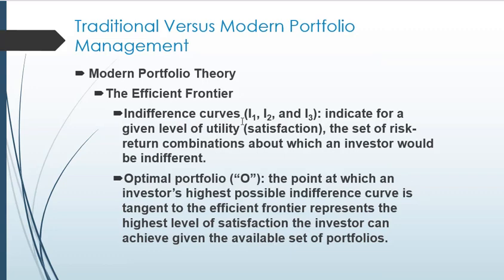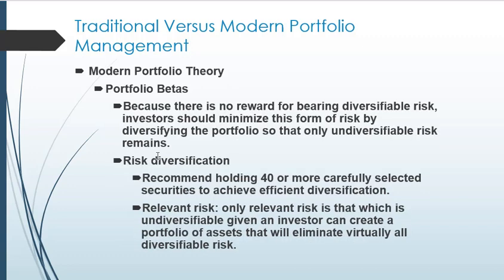So again, coming back, the indifference curves indicate satisfaction or benefit. Every person has their own set of curves. The optimal portfolio then is that portfolio that provides the highest amount of return for the risk level that an investor in particular is willing to accept. So how portfolio betas come into play here is that that's the risk that we really want to measure, right? We want to measure portfolio beta because that's the only relevant risk.